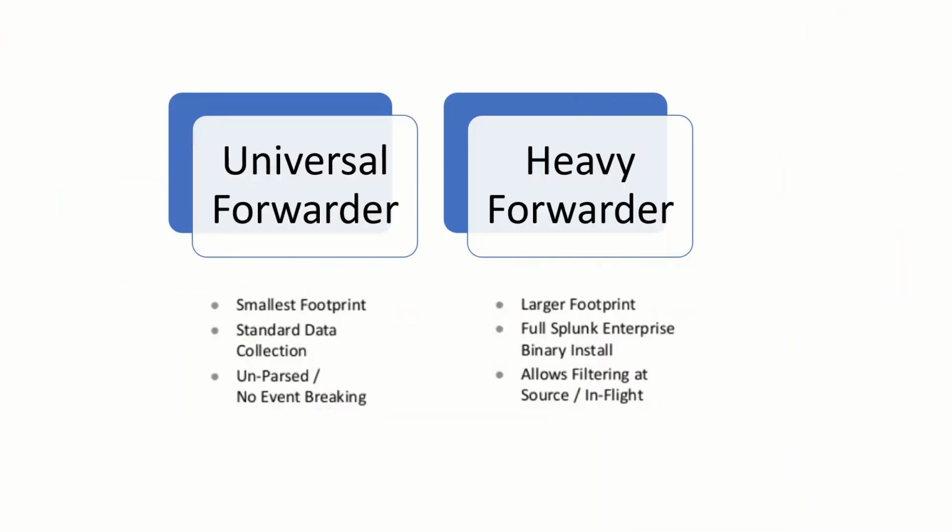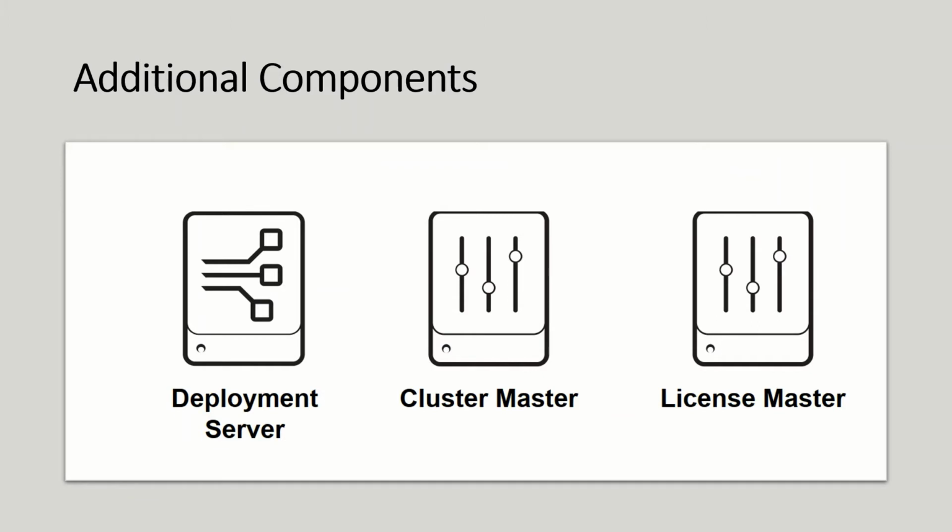There are a few other components like deployment server, cluster master, and license master. Deployment server: whenever you are using a search head cluster in your environment, the deployment server is used to manage your search head cluster. Cluster master is used to manage your index clustering, and license master is used to manage your licensing in your environment.